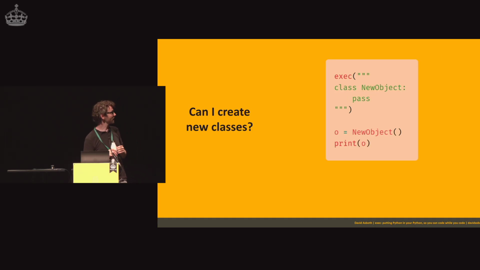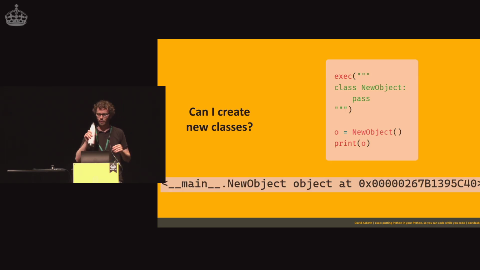Yeah, we can create classes. And this actually becomes quite useful. We'll return to this specific use case when we talk about exec in the wild in a few minutes. But yeah, it's fine to define a class for the first time in a string, pass it to exec, and then get the output and use that class for the first time, instantiate it, print it. Absolutely fine.